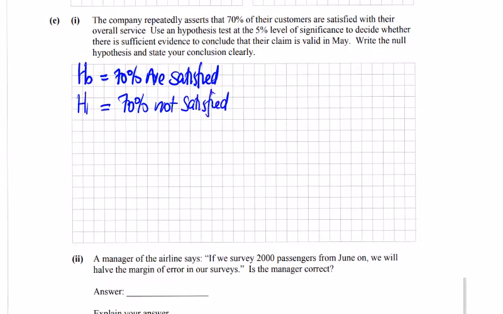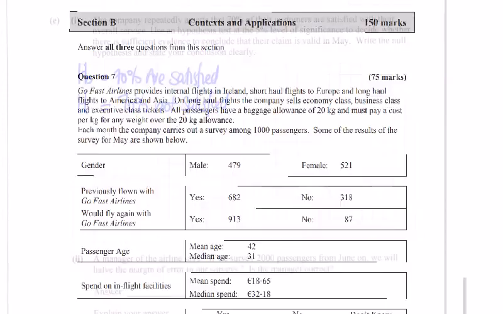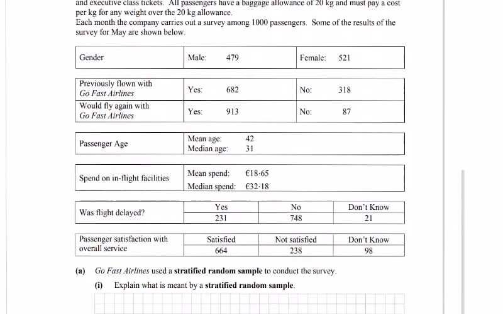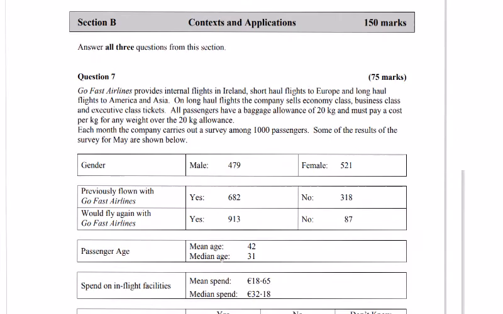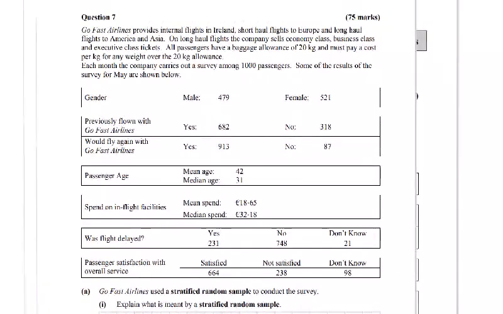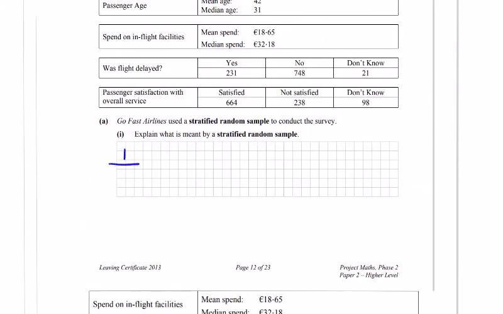So let's have a look at our numbers here. So how many are satisfied? Let's just go back and see how many are satisfied. So here's my satisfied, 0.664 are satisfied, and the company are claiming it's 0.7. Now we don't have standard deviation or any of that to go on here. All we have is the sample size of 1,000. So let's look at margin of error in a sample size of 1,000.